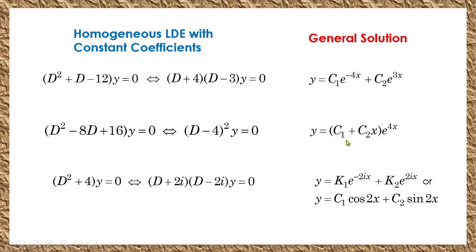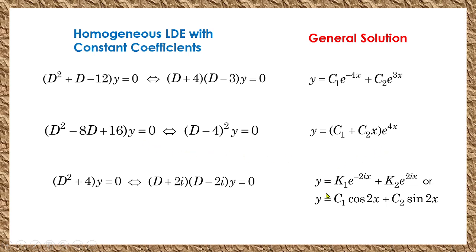In a similar manner, if you are going to eliminate C1 and C2 in this second general solution, what you will get is y double prime minus 8y prime plus 16y equal to 0.